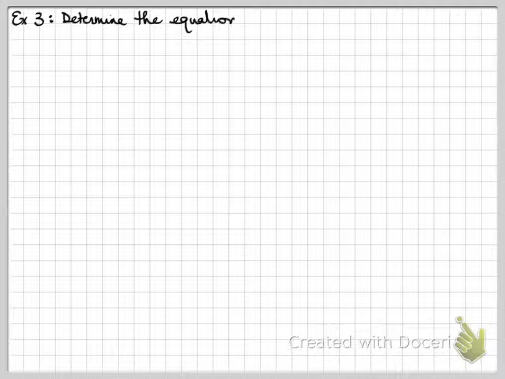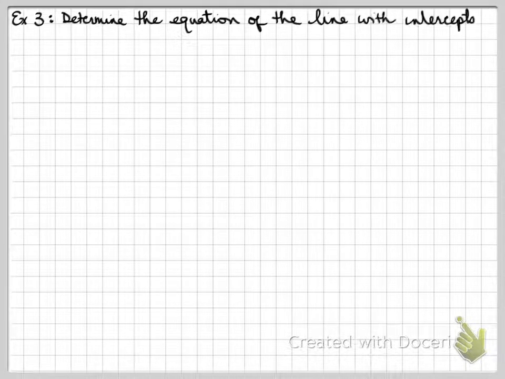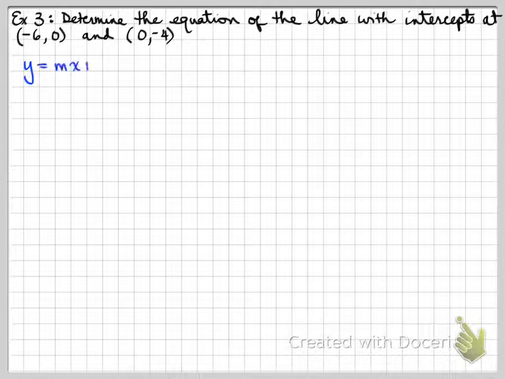Moving on, folks. Example 3: determine the equation of the line with intercepts at the following: negative 6, 0, and 0, negative 4. We need the equation of this line. Now, what I want you to do is to try and think how we could get that. Give yourselves a moment, folks.